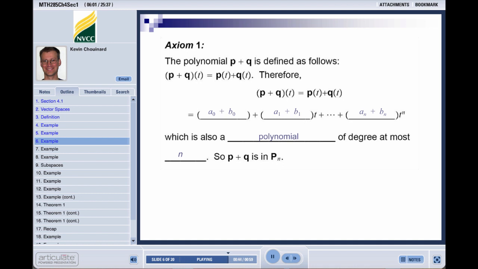And so what's happening is that when you add polynomials of degree at most n, you get another polynomial of degree at most n. So we do have this closure property for polynomial addition, and axiom 1 of the vector space is satisfied.